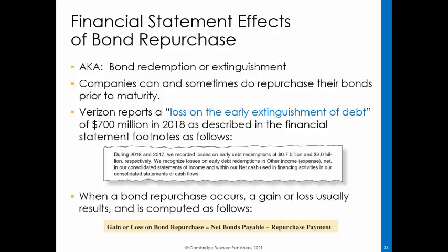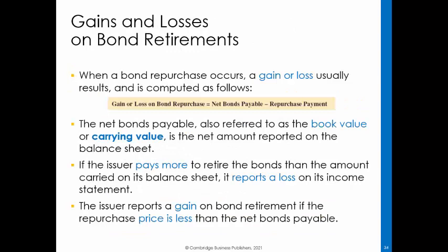Companies can and do repurchase, redeem or retire their bonds prior to maturity. The bond indenture can include provisions giving the company the right to repurchase its bonds directly from the bondholders, or the company can repurchase bonds in the open market. When a bond repurchase occurs, a gain or loss usually results and is computed as the net bonds payable minus the repurchase payment. The net bonds payable, also referred to as the bond value, is the net amount reported on the balance sheet. If the issuer pays more to retire the bonds than the amount carried on its balance sheet, it reports a loss on its income statement, usually called loss on bond retirement.